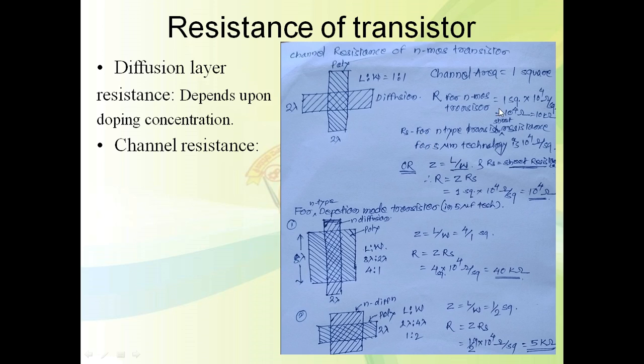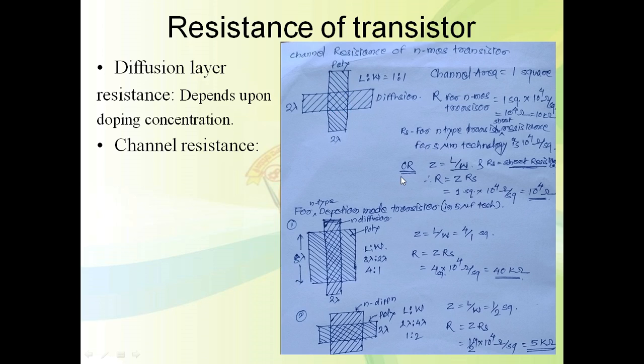Then its sheet resistance will be given by the manufacturer, and in your prescribed book it is given that for 5 micrometer technology, sheet resistance will be 10⁴ ohm per square. Now the resistance offered by an n-type transistor is equal to number of squares into sheet resistance. Therefore 1 square into 10⁴ ohm per square, the square gets cancelled, so resistance is 10⁴ ohm, meaning 10 kilo ohm is the channel resistance offered between drain and source. The channel has a length and a width.